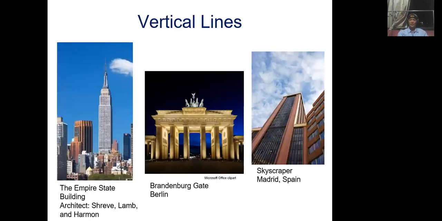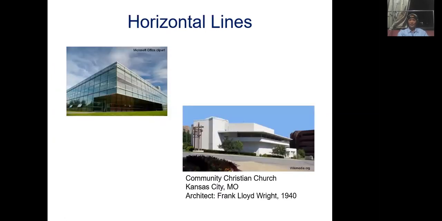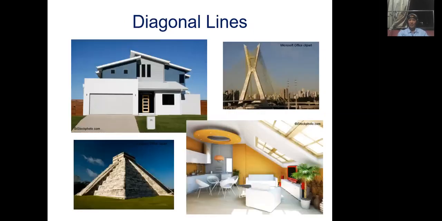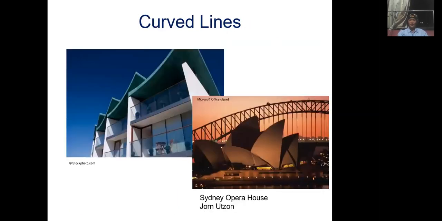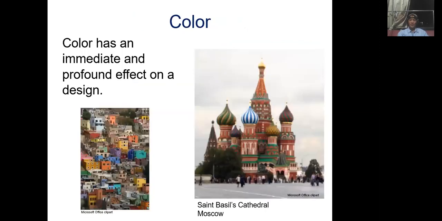Here are examples of vertical lines shown in the works of artists or architects. Horizontal lines, diagonal lines, how they work, translated into architecture. Curved lines, the famous Sydney Opera House is one good example. In terms of the use of color, you notice that community, very picturesque. Russia as well has temples that are very colorful. They look like candies from afar, giant candies.